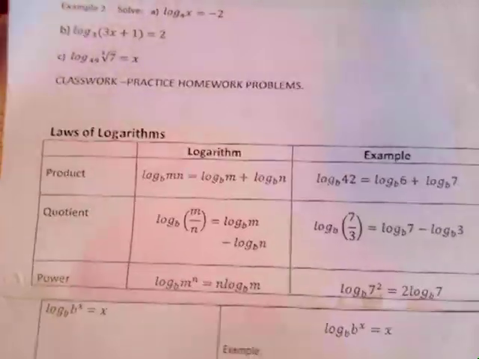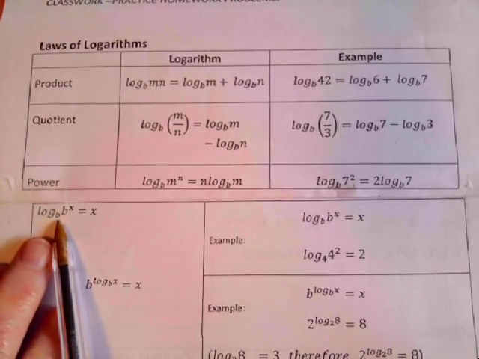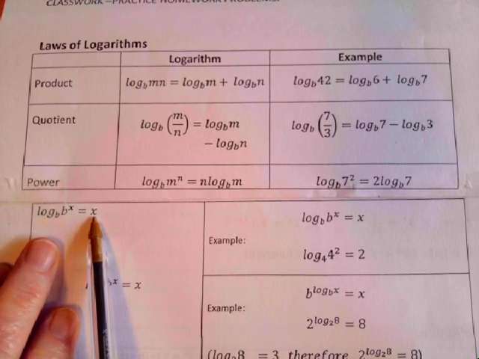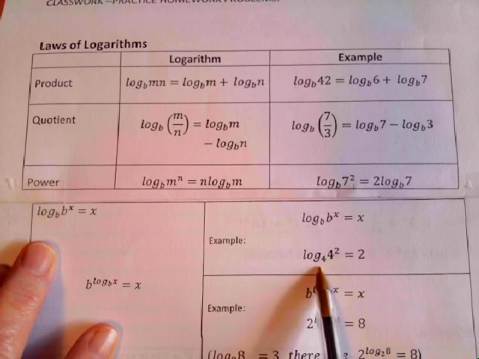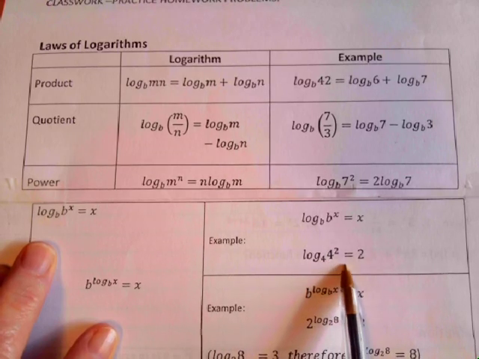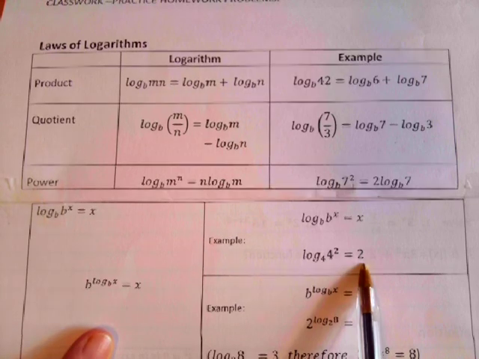And you have one more property. Log B of b to the x equals x. That's almost like, shouldn't even be a property because that just makes common sense. If you have log 4 of 4 squared, then you know that's going to equal 2. It's the only way that's possible.